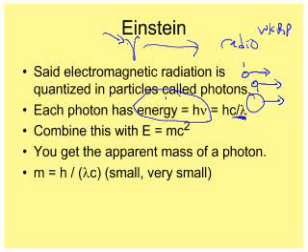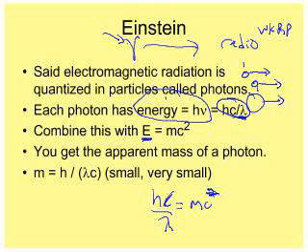So let me show you where this is coming from. Energy equals hc over lambda. E equals mc squared equals energy. So that means I can say hc over lambda equals mc squared. So what happens here is a c cancels out, right? So I have m equals h over c lambda.